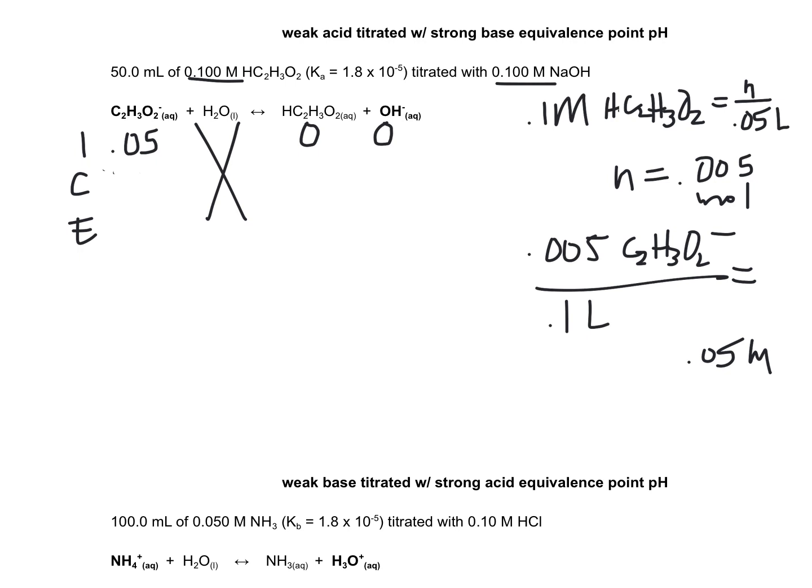For my products, my acetic acid should be 0 at the equivalence point. We've added enough base to neutralize all of the acid. And same for the hydroxide, that should be 0 as well. We are, of course, ignoring the hydroxide that's just due to the water. All right, an ice chart. You know what to do, right? Minus X, plus X, plus X.